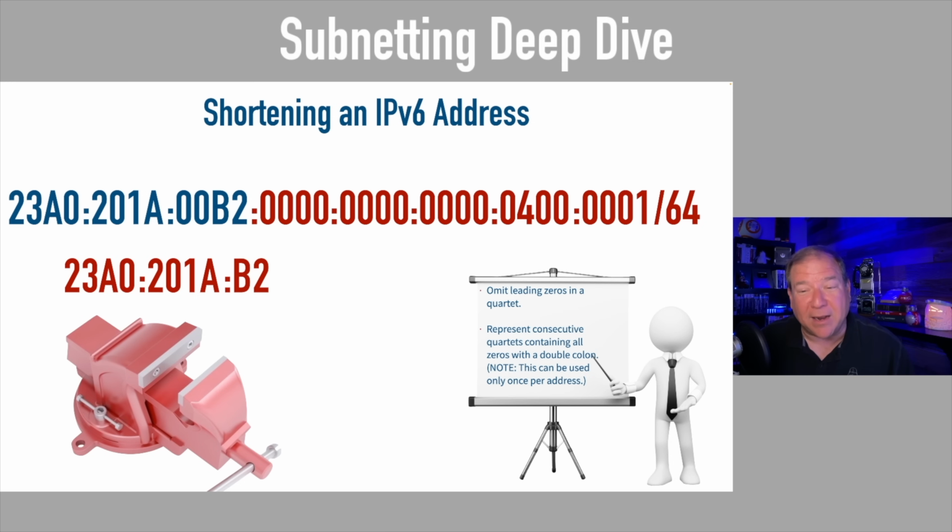And then check this out. My next quartet and the next and the next, they're all zeros. So what I can do is I can abbreviate all 3 of those with a double colon. That's going to be a huge savings. So a double colon represents those contiguous all 0 quartets. The next quartet begins with a 0. It's 0400. I can eliminate the leading 0 and just put 400. And the last quartet, 0001, :1. And the /64 says that my prefix length is 64. That's the number of bits in my network.